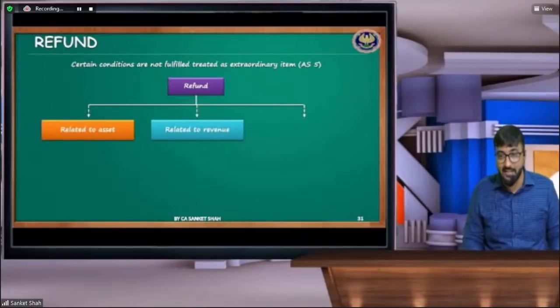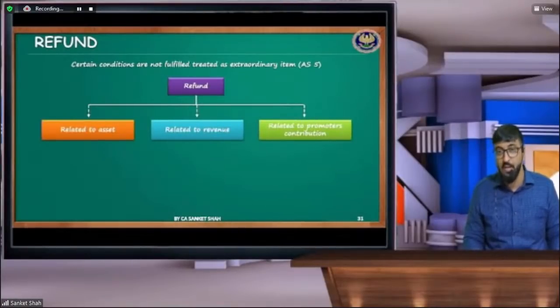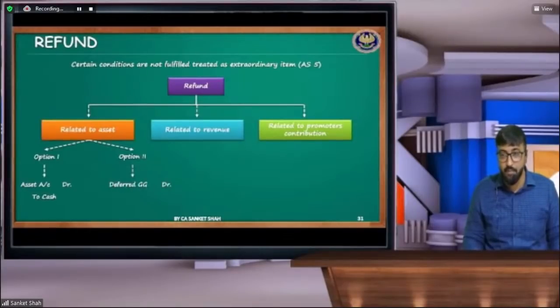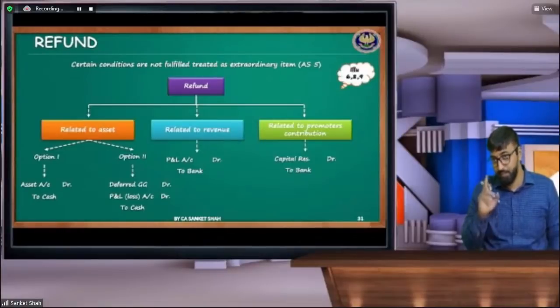Refunds are related to assets, related to revenue, and related to promoter's contribution. Now, tell me, refund means reversal entry. So here you have two options. Option number one, fixed asset account debit to cash account, because cash goes out. Fixed asset account debit to cash. Here, deferred GG account debit, balancing figure P&L account debit, balancing figure to cash account. So whatever cash goes out, related to revenue in nature, P&L account debit to cash, and promoter's contribution in nature. Now promoter's contribution you credited to capital reserve, so capital reserve account debit to cash. See, in every situation, cash account is credited.